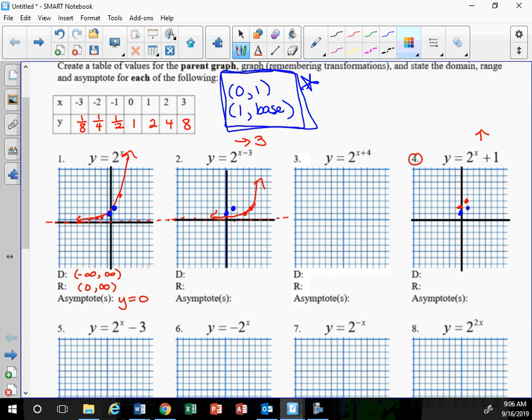Does this impact my horizontal asymptote? Yes, okay. Horizontal, if it moves up, your asymptote has to go up as well. So where's my asymptote going to be now? Good, and I forgot to write that on the list. All right, and now we have enough. We can draw our shape. Make sure you draw exponential.